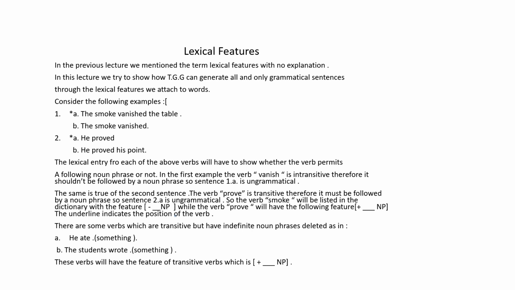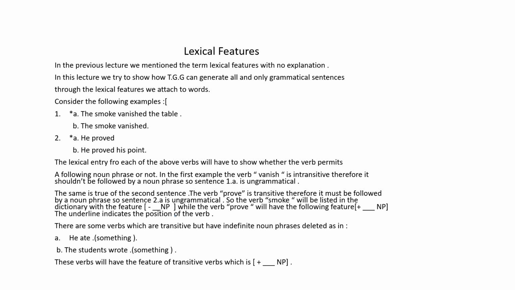After a short break, we will continue with our topic, lexical features. In the previous lecture, we mentioned the term lexical features, but we did not explain in detail what this means. In this lecture, we try to show how transformational generative grammar, or TGG, can generate all and only grammatical sentences through the lexical features we attach to words. You remember we mentioned this in the classroom too, that TGG generates all and only grammatical sentences. So how do we guarantee this?